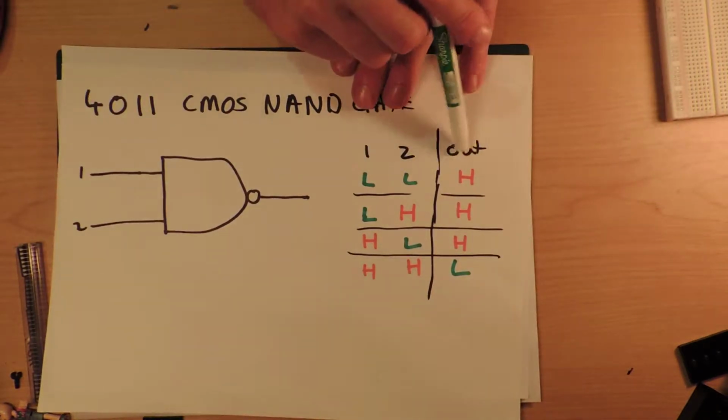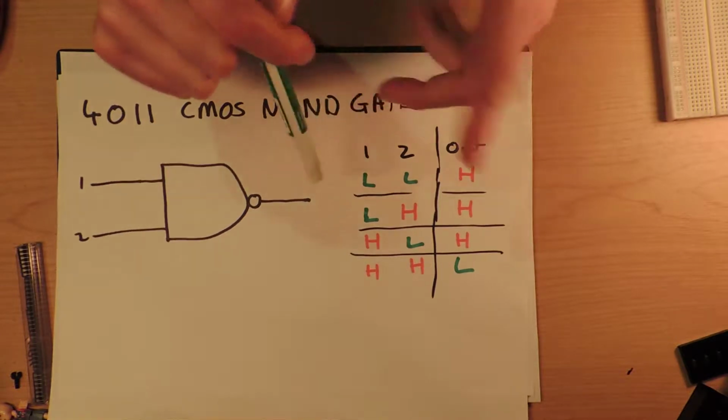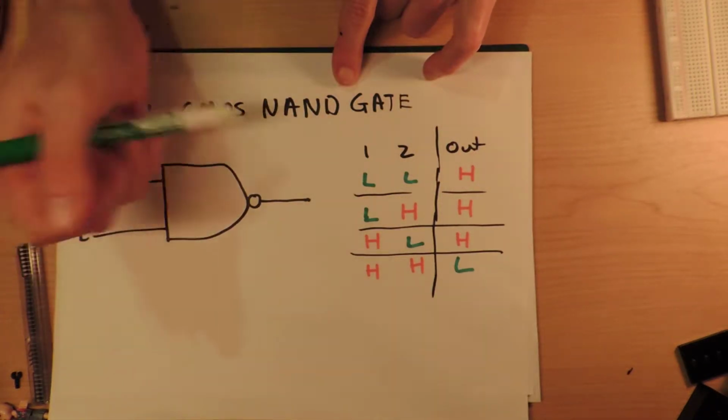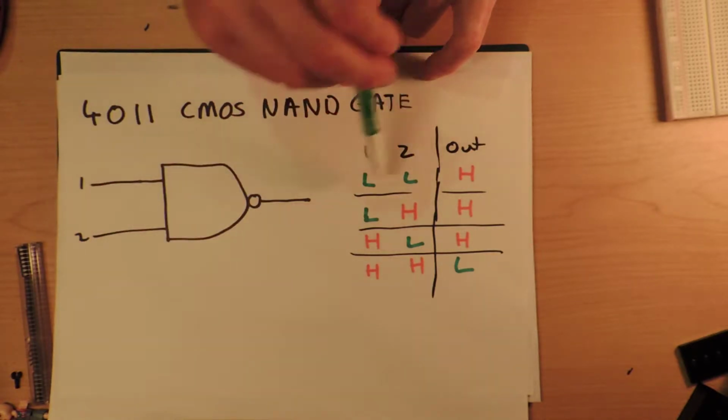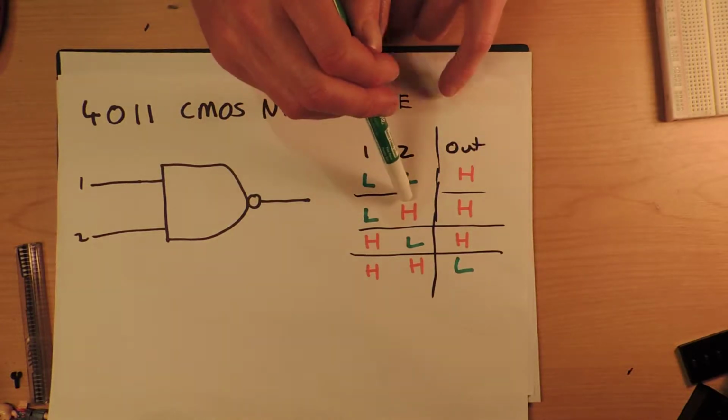Just writing that out here, this is input 1, input 2. You could flip them around, it doesn't really matter. It's symmetrical, I suppose you could say. So if you have two lows, the output is high. If you have a low and a high, the output is high.